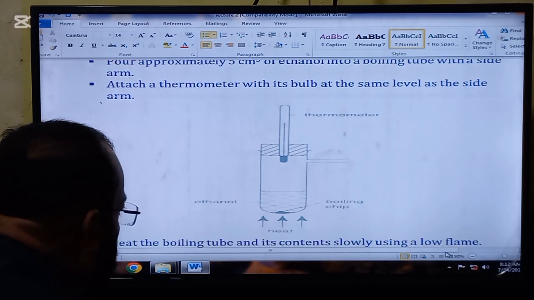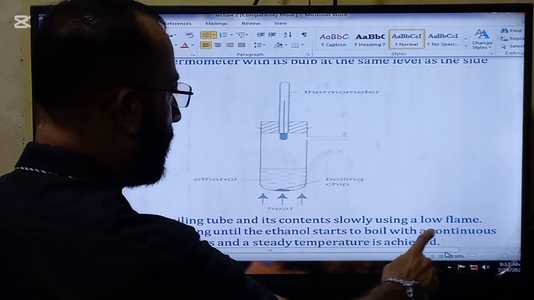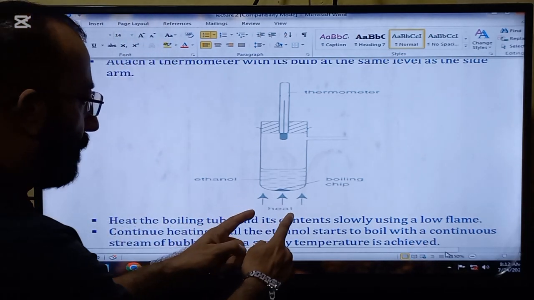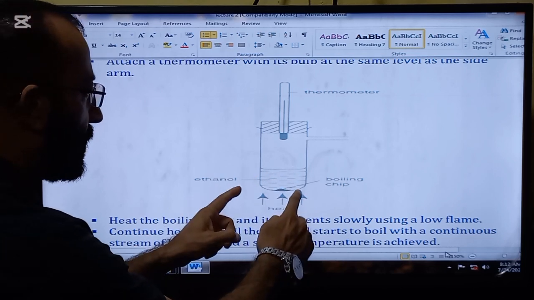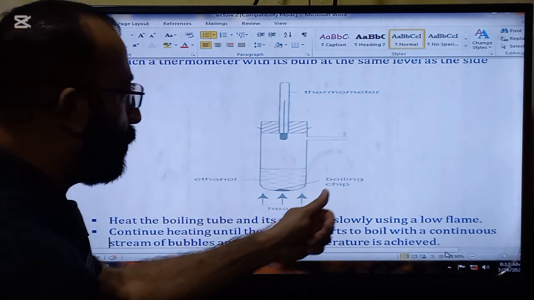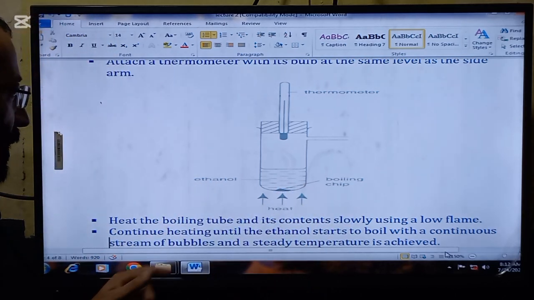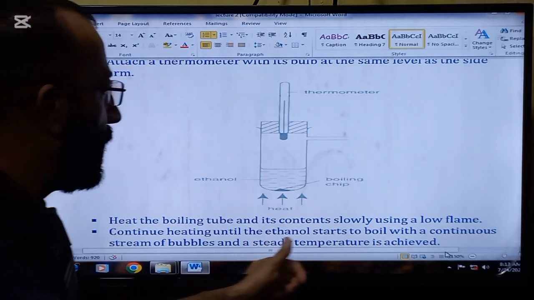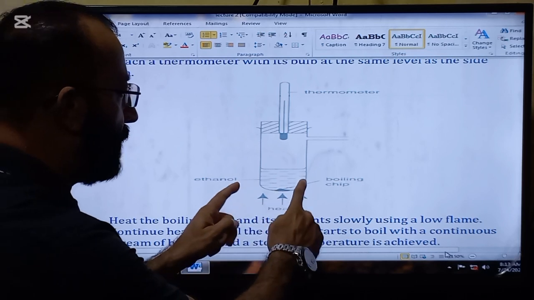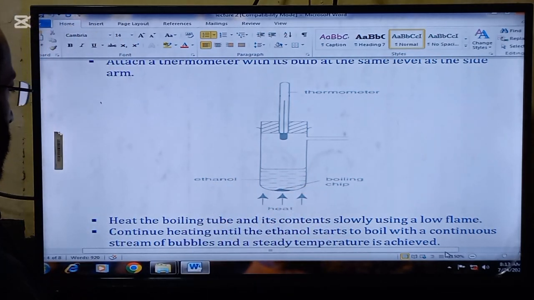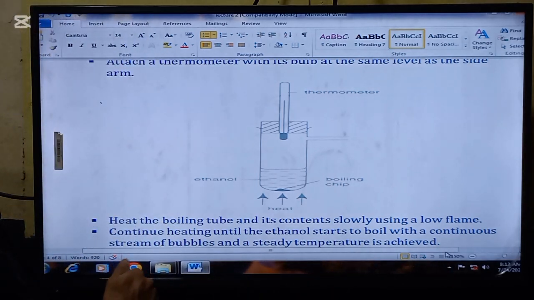So the next step will be now to heat the boiling tube and its contents slowly using a low flame. So here is the Bunsen burner. So use a low flame to boil the contents of the boiling tube. Also use boiling chips so that the heat is distributed uniformly into the contents. So the function of the low flame is so that the heat is distributed uniformly. Okay, continue heating until the ethanol starts to boil with a continuous stream of bubbles.